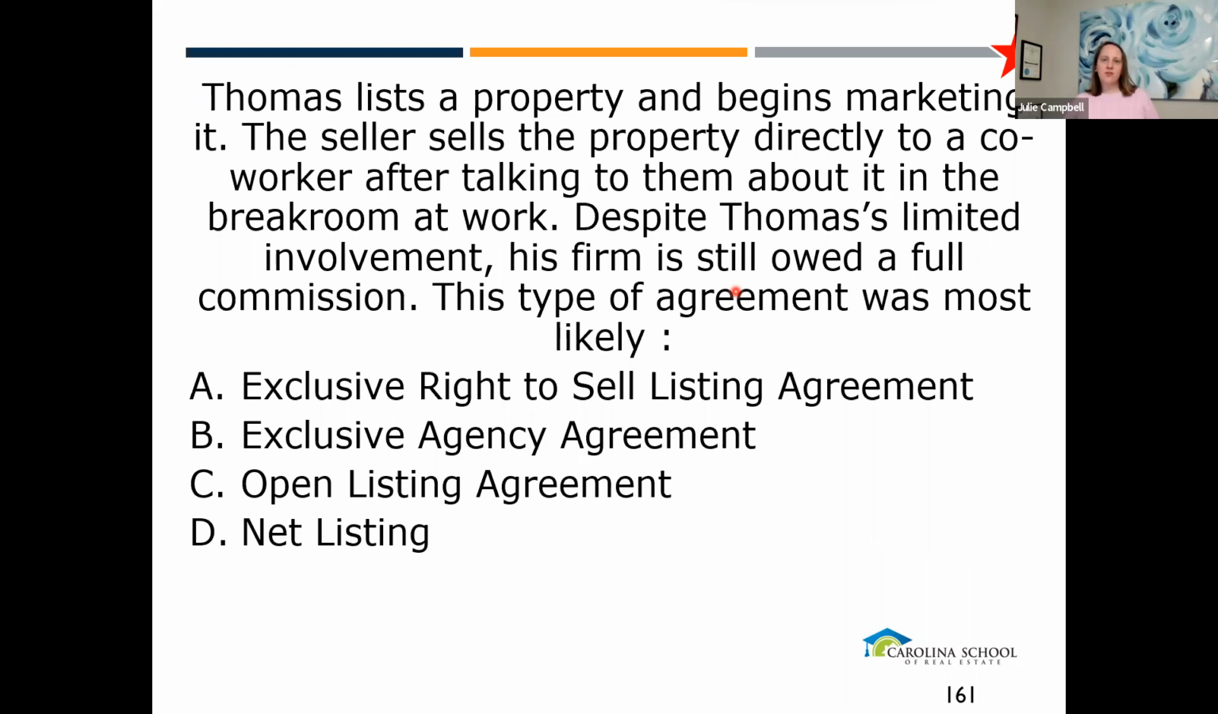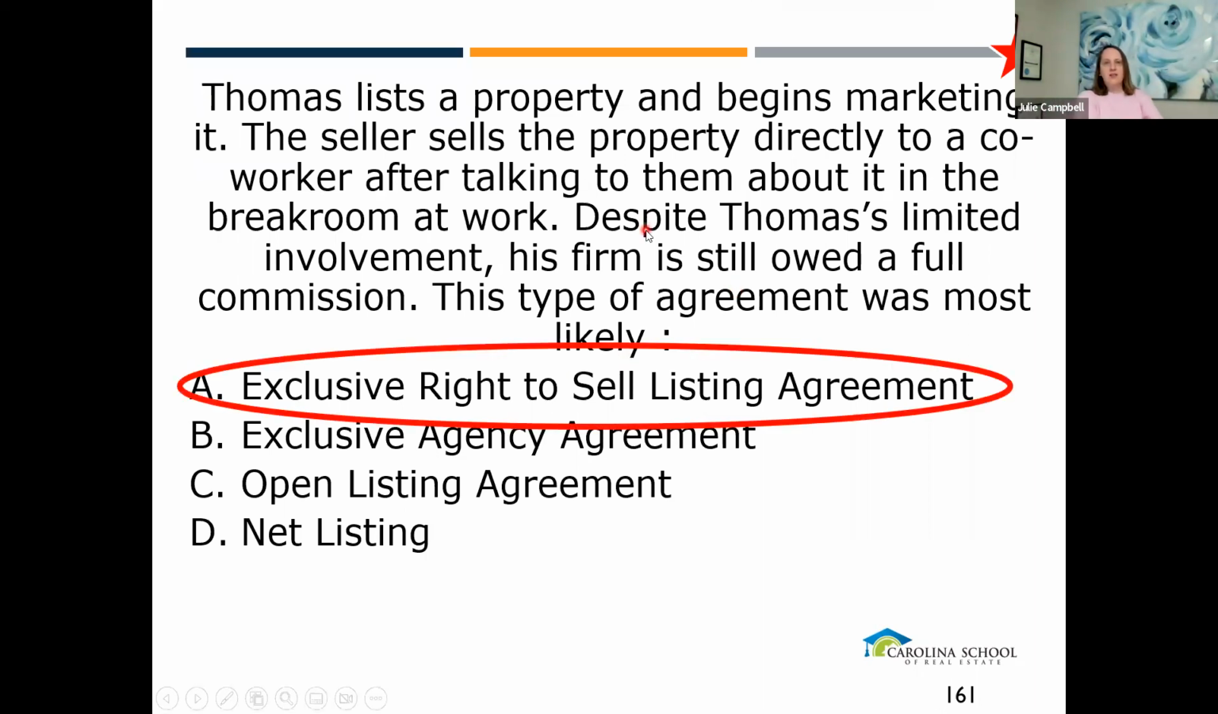So Thomas lists a property and begins marketing it. The seller sells the property directly to a coworker after telling it to them in the break room at work. Despite Thomas's limited involvement, his firm still gets a commission. So what type of agreement are we talking about? Despite the fact that Thomas didn't sell it, right? Despite that, first off, let's rule out D. We can rule that out right away. What kind of agreement did we have? That says exclusive right to sell.